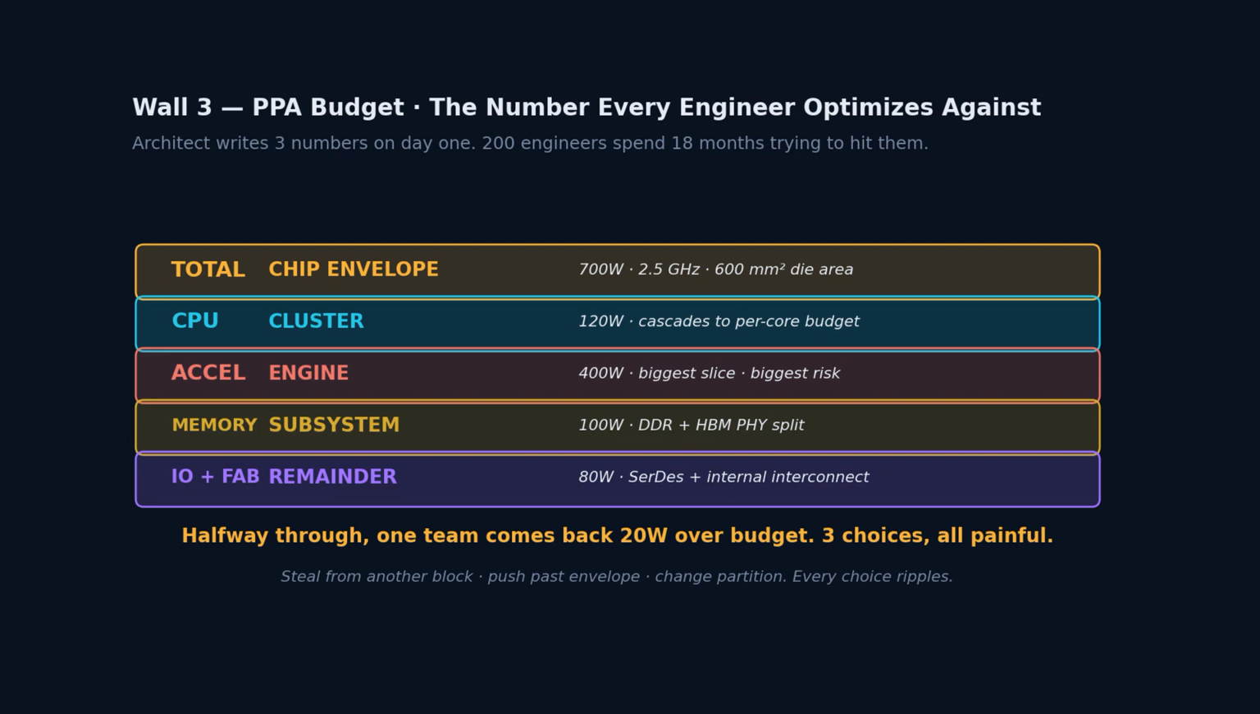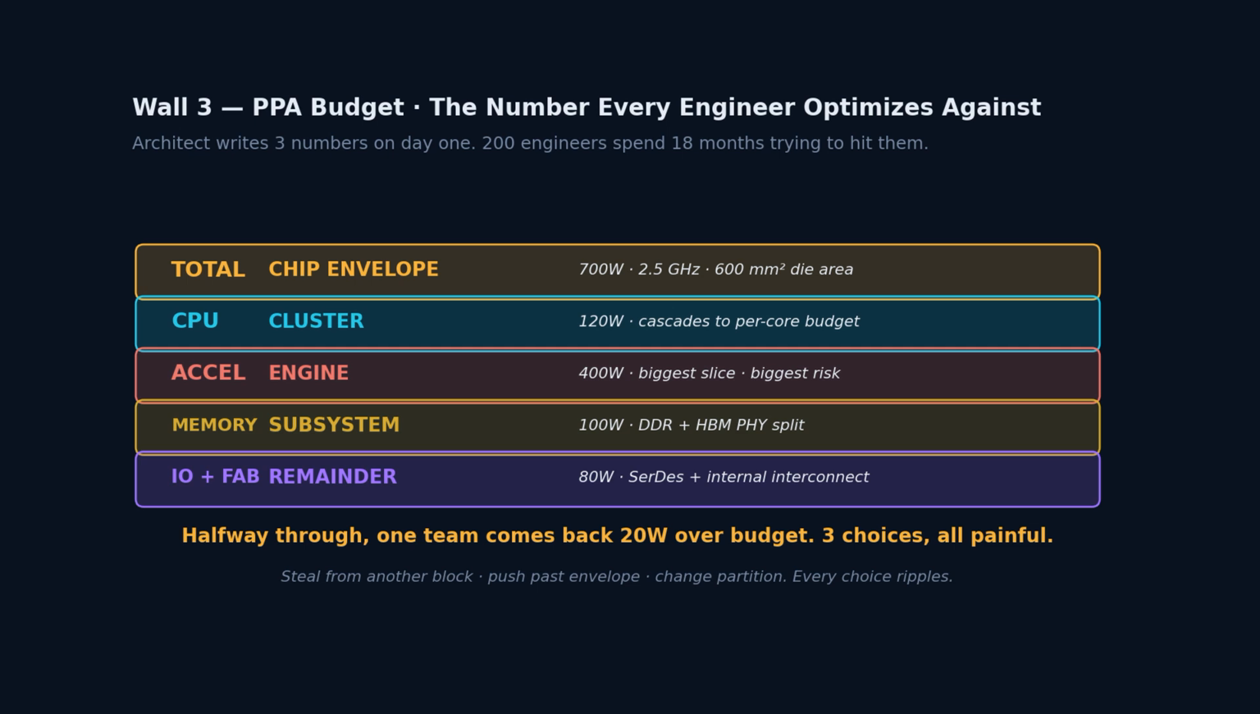The budget cascades downward. The CPU cluster gets 120 watts. The accelerator engine gets 400 watts. The memory subsystem gets 100 watts. The I/O and SerDes get the remaining 80. Each team takes their slice and breaks it down further.